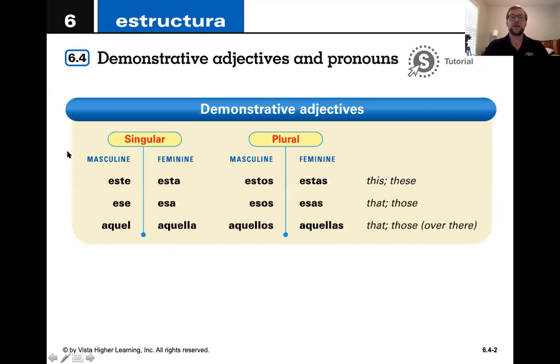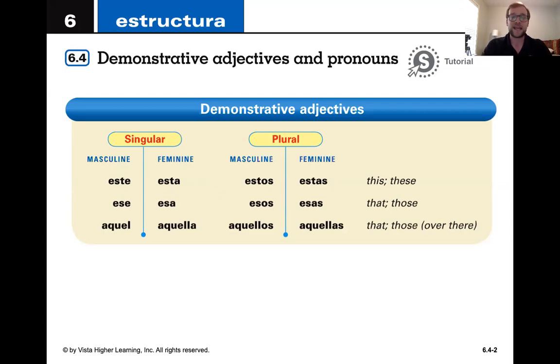So we have singular and plural for each of the three types, this and these, that and those, and that and those over there, okay? And we also have masculine and feminine for both of the singular and plural. So there's 4 different possibilities depending on your nouns, right? Singular masculine, singular feminine, plural masculine, plural feminine, okay? And like I was saying, this and these have T's. So that will help you keep these in order and help you remember them. This and these have T's, that and those do not, okay?